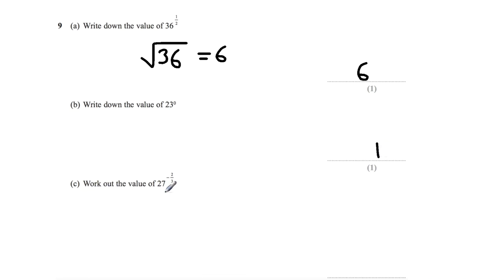9c, work out the value of 27 raised to the power of negative 2/3. So the first thing you need to do whenever there is a number that is raised to the power of negative is to write 1 as the numerator. So we have 1 as the numerator. Now I'm going to include 27 raised to the power of 2/3. If you notice, 3 is on the denominator, so therefore I'm going to take the third root of 27 and then I'm going to raise it to the power of 2. So the third root of 27 is 3 and I'm going to raise it to the power of 2. So therefore our answer should be 1 over 9. That is the final answer, 1 over 9.